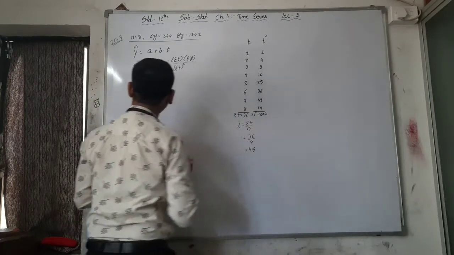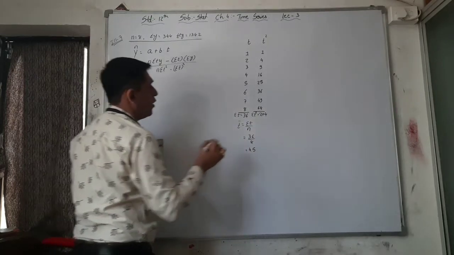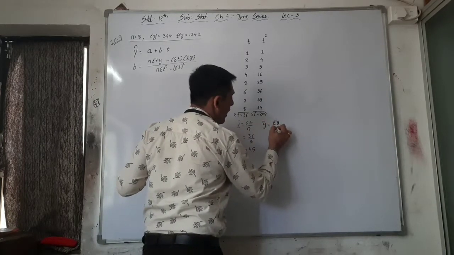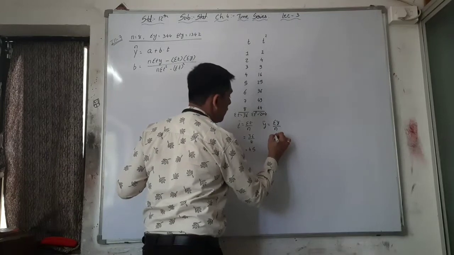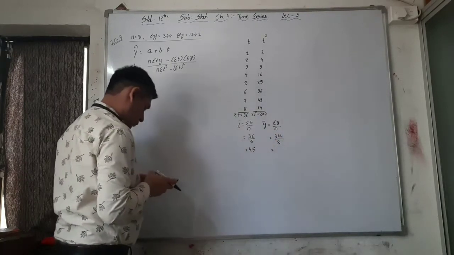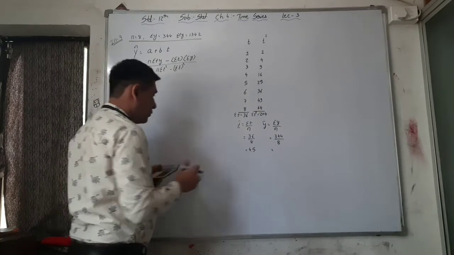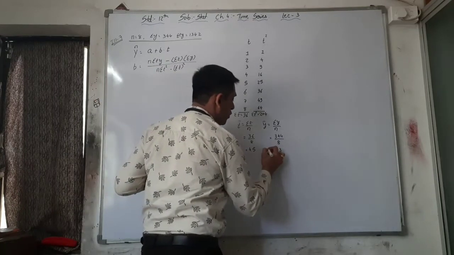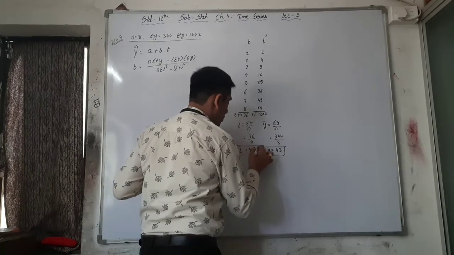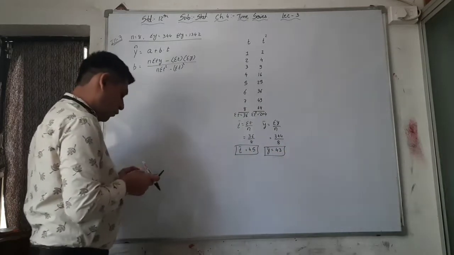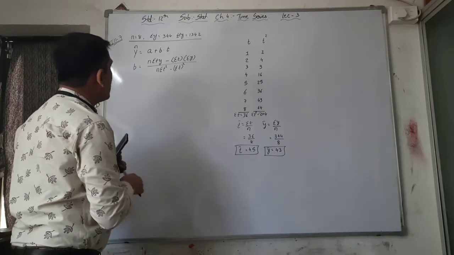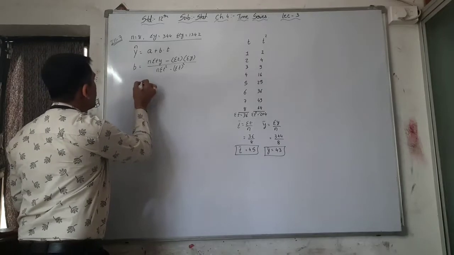Then we have to find out y bar for a. y bar is equal to sigma y upon n, that is 344 upon 8, that is 43. So we now have y bar as 43 and t bar as 4.5. Now we can put the values into this formula.